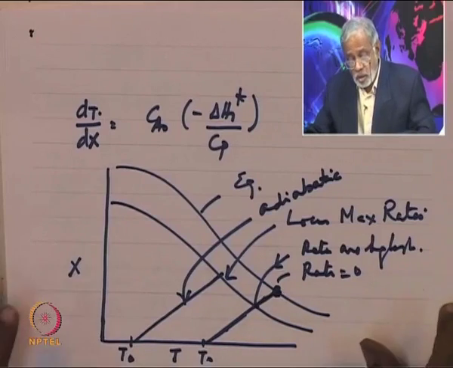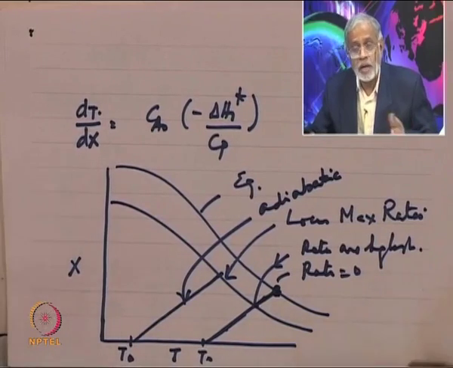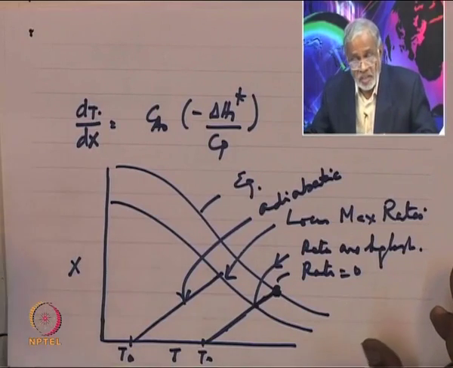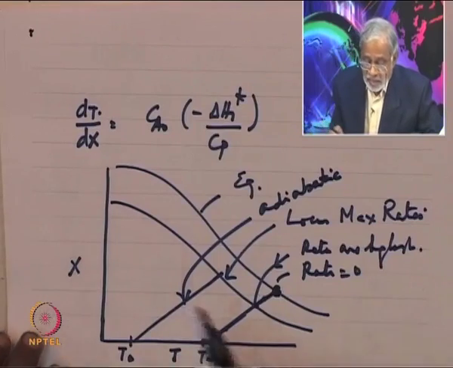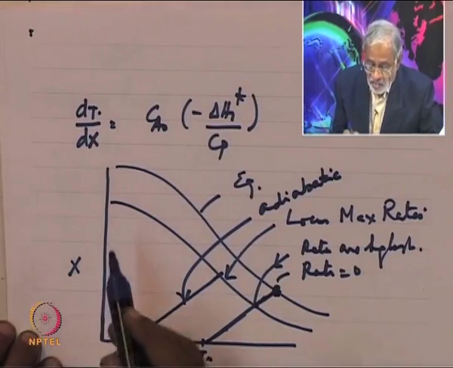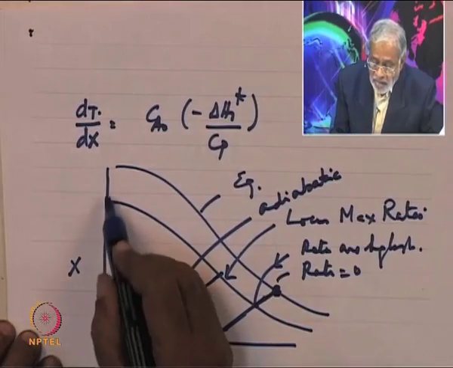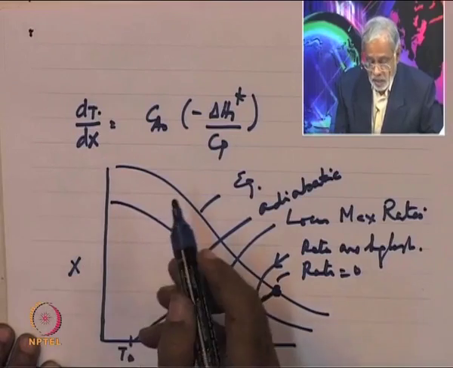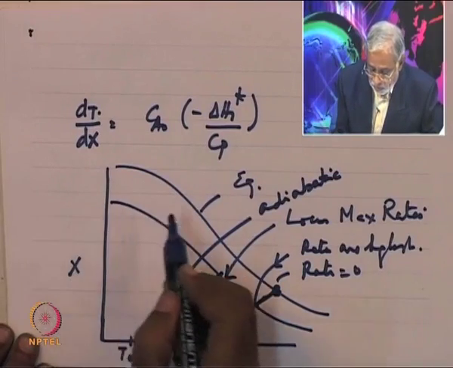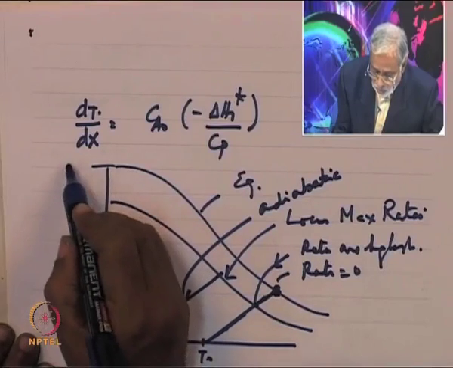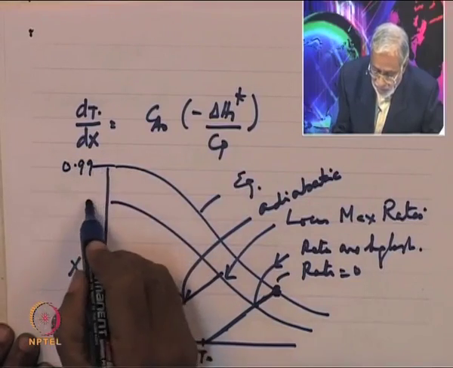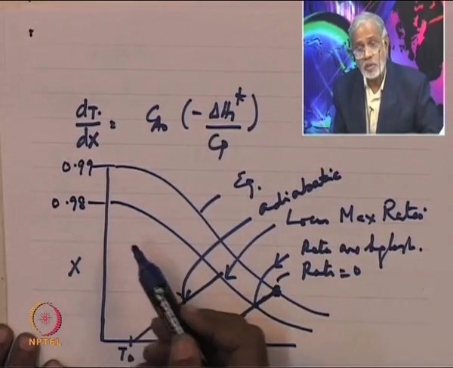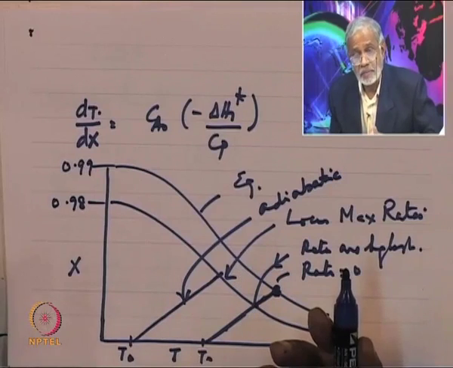Now, the question that you and I would like to know is, in our design, what do we do? How do we achieve a design which ensures that the reaction goes to, this is x, as high a level of x as possible? That means we want this to reach the highest value. Now, if this is 1, this is 0.99, this point is 0.98, let us say, and we want to go to as high a conversion as possible, how do we achieve this?